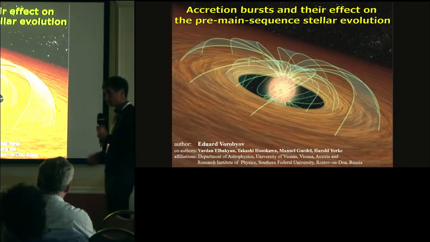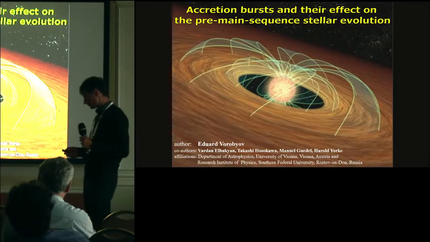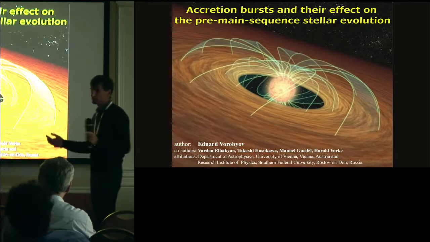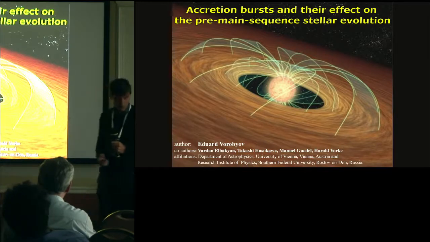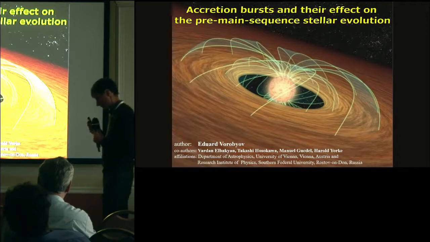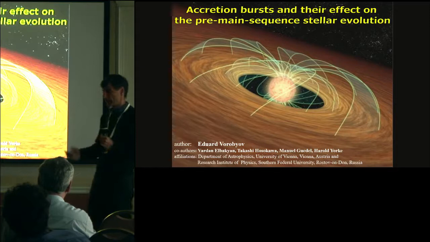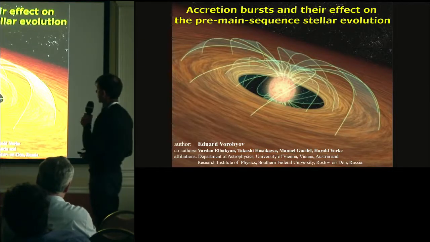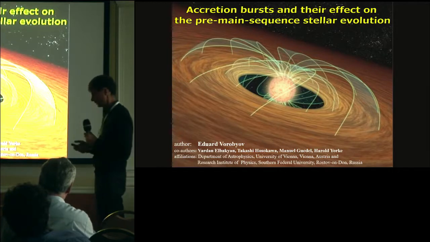So thank you again, the organizers, for inviting me. And today I'll speak about something different, mostly from the general topic of the conference. I'll speak about these huge brightening events that are often seen in young low mass stars. They are known as FU Orionis eruptions.